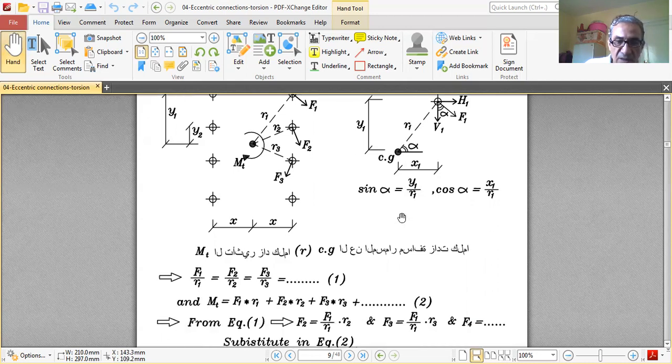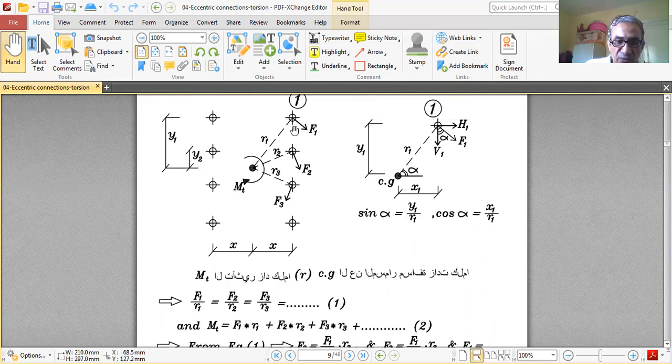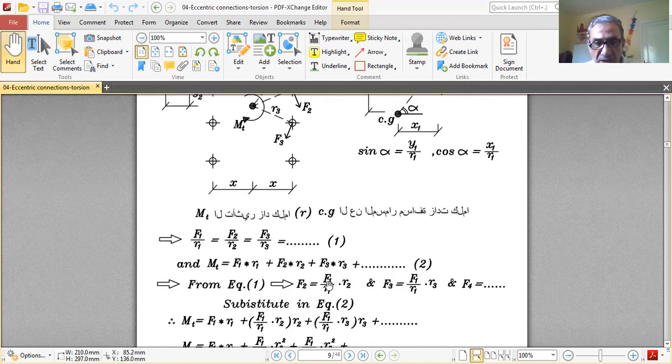Okay, M torsion equals the summation of F1 R1 plus F2 R2 and so on, plus Fn Rn. In this case, 8 bolts, plus F8 R8, in general plus Fn Rn. And the other equation that these bolt groups have is F1 divided by R1 equals F2 divided by R2 equals F3 divided by R3. So we have two equations.